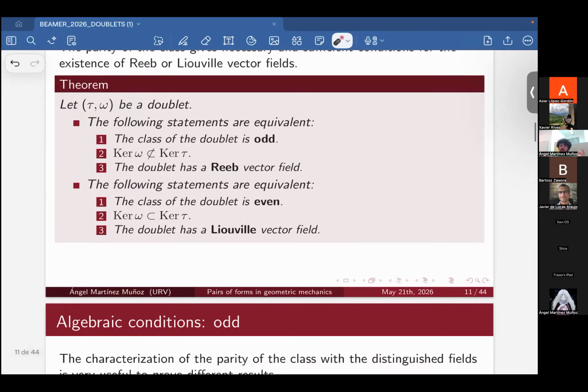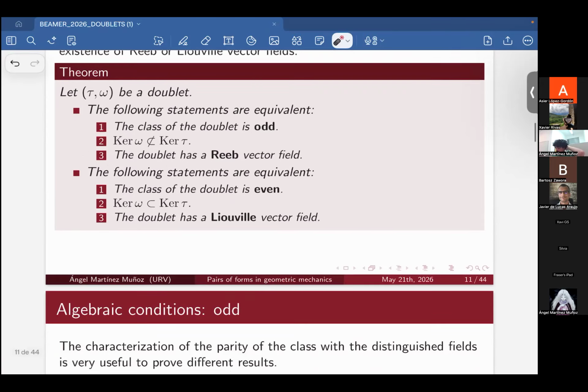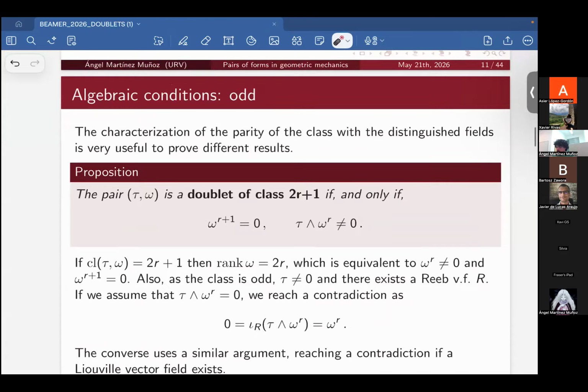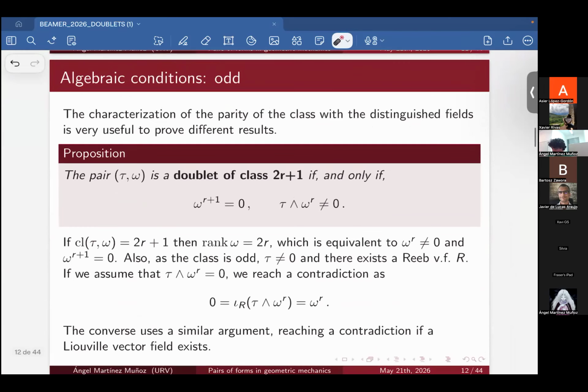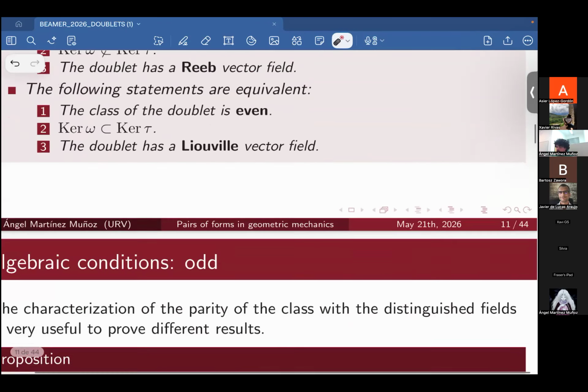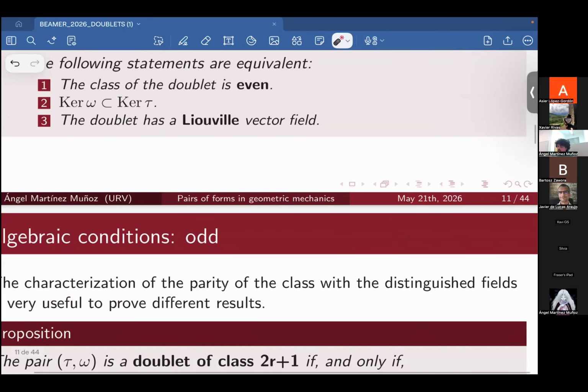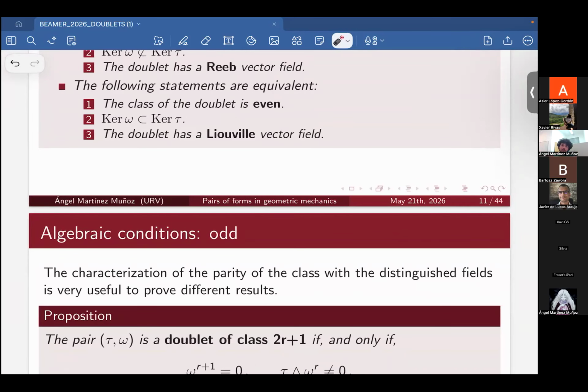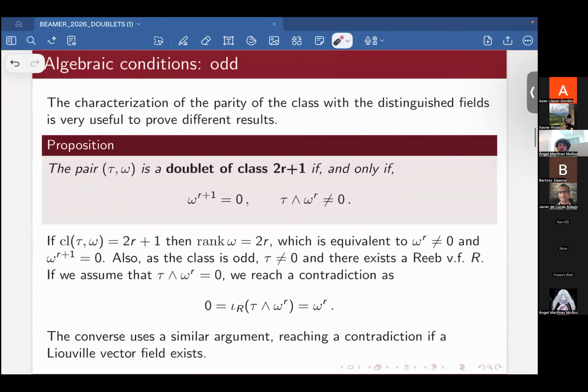Because, as we will see later, they are examples respectively of odd and even class. I just wanted to show you also that these vector fields, this theorem relating the class to the vector fields, are useful not only because we're relating these dynamics to these pairs of forms, but also as technical tools just to prove things.